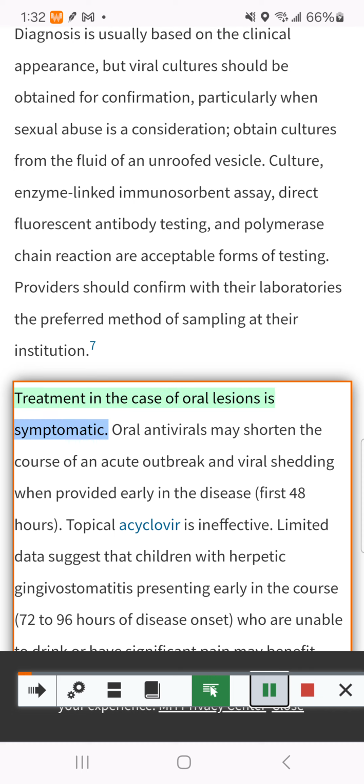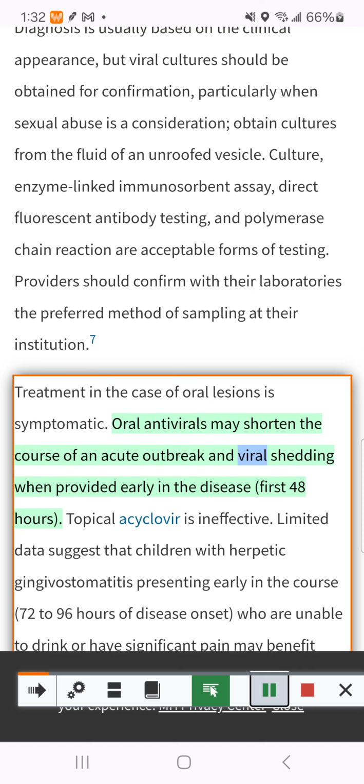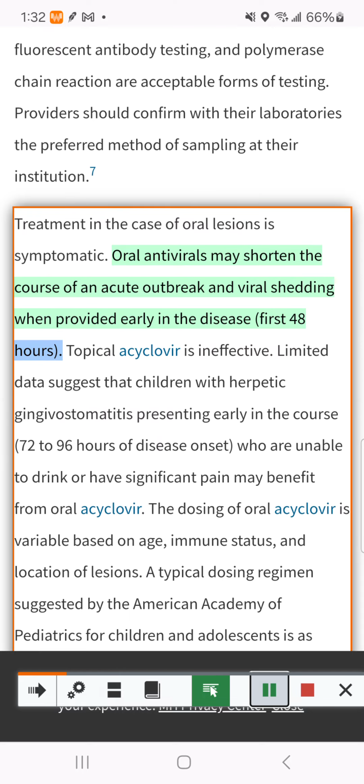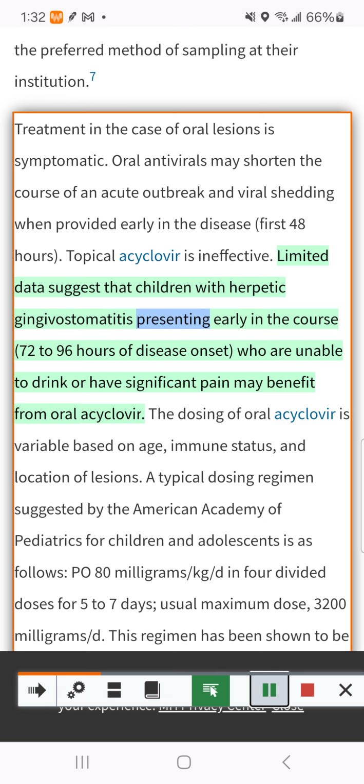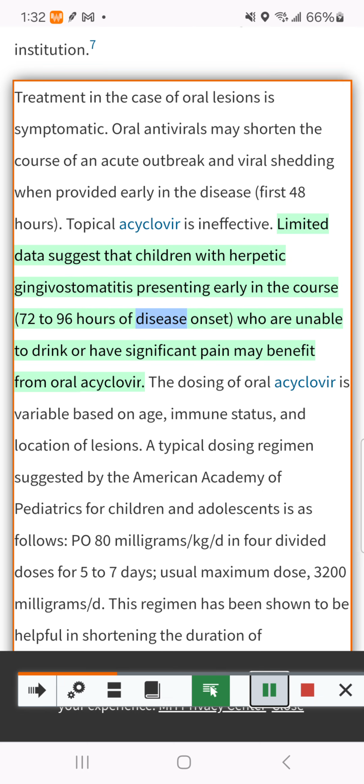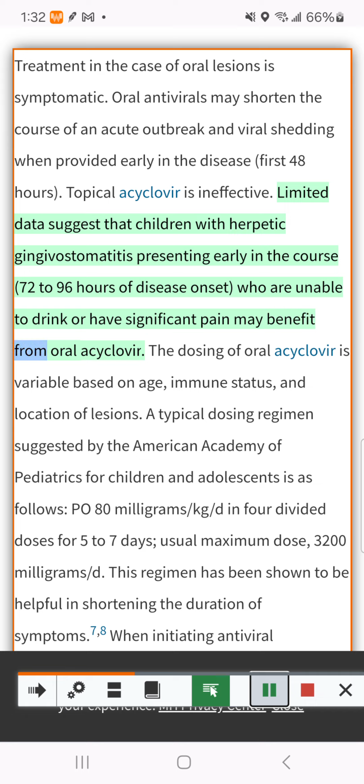Treatment in the case of oral lesions is symptomatic. Oral antivirals may shorten the course of an acute outbreak and viral shedding when provided early in the disease, first 48 hours. Topical acyclovir is ineffective. Limited data suggests that children with herpetic gingivostomatitis presenting early in the course, 72 to 96 hours of disease onset, who are unable to drink or have significant pain may benefit from oral acyclovir.